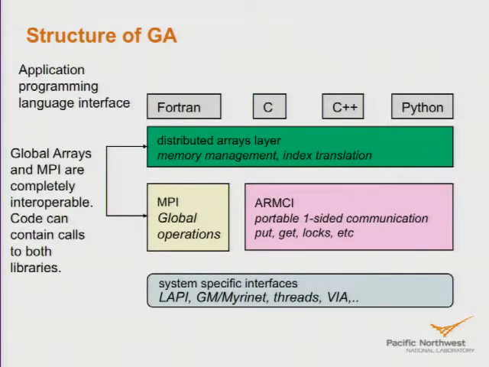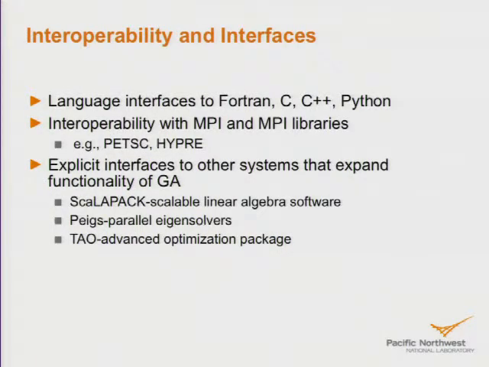What is that interoperability with PETSc? Well, interoperability just means you can use PETSc calls and GA calls in the same code. There are no direct interfaces between the two, but because the MPI libraries are completely interoperable with Global Arrays, you can have libraries built on either one, or you can have libraries built on MPI incorporated into GA code without running into any difficulties.